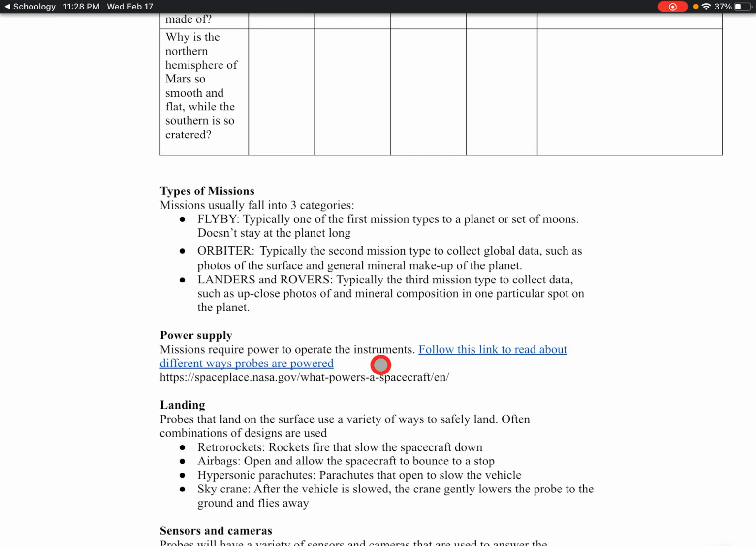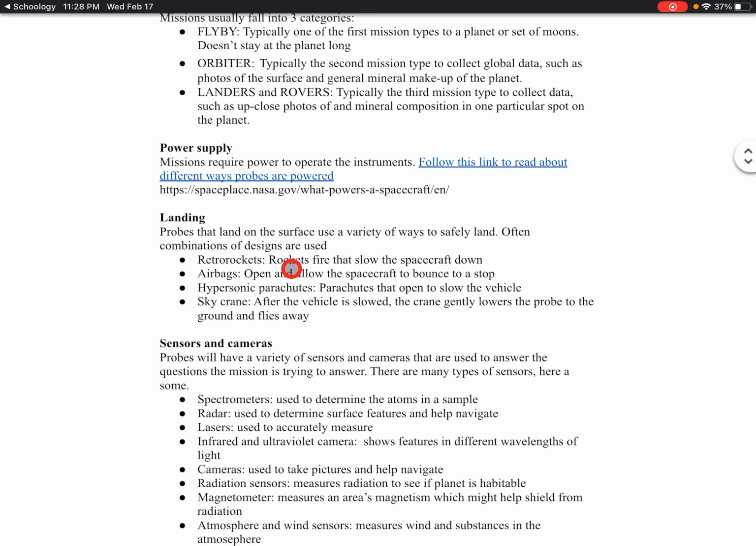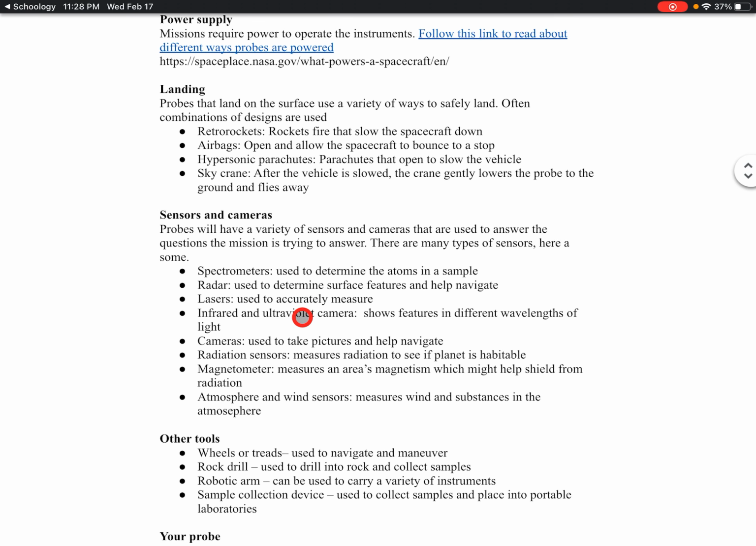They have fuel cells. So anyway, those are some examples of things, and you can find out more here. We talk about how they land, from the videos you saw. We talk about sensors and cameras. Sensors and cameras just help them answer their questions.